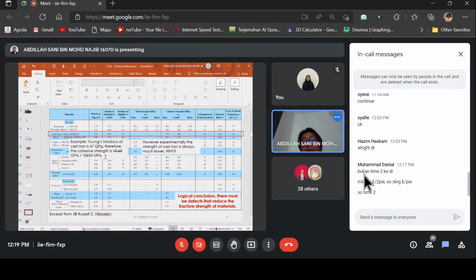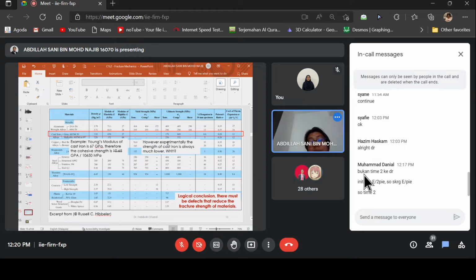So 20 gigapascal is around 20,000 megapascal. But when you look at this experimental value, you find out that the strength does not reach to that extent. It is extremely low compared to that. It's only 600 megapascal, 669. So there must be an explanation to why it is very low.